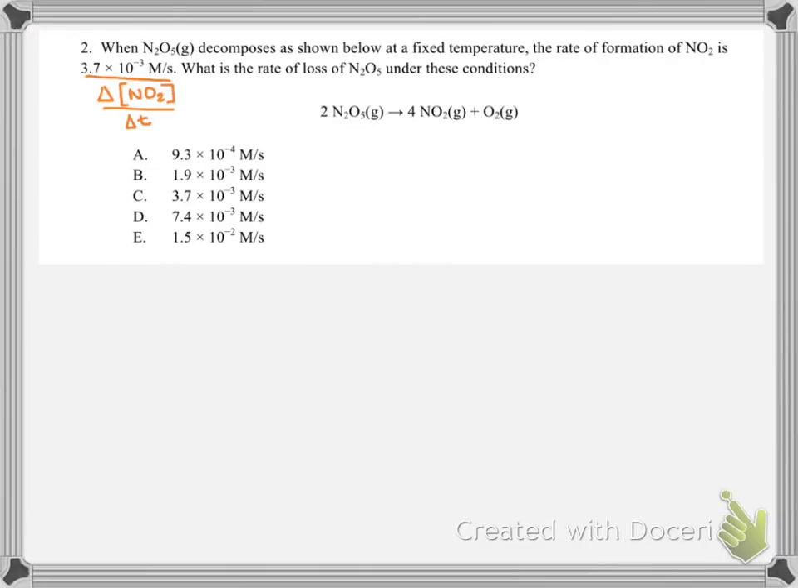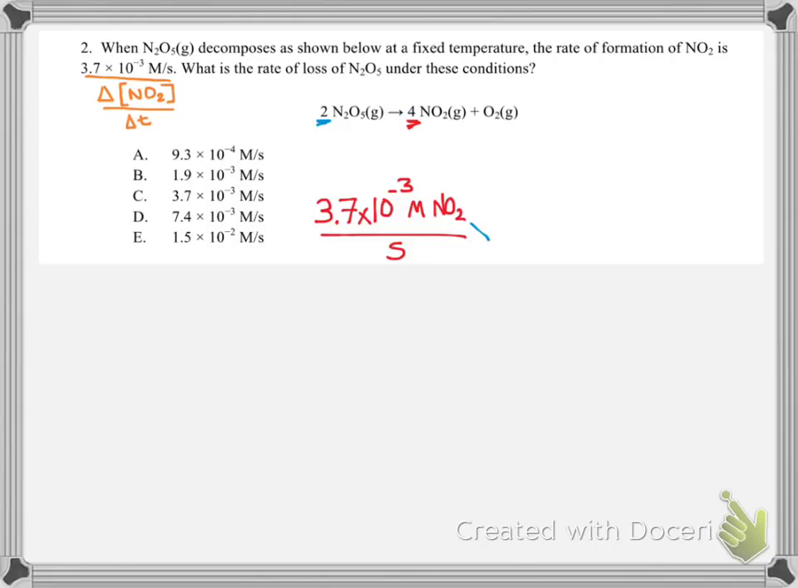Up next, we have a question about relative rates, aka stoichiometry in action. So the first thing we want to do is look at our rate of formation of NO2. The problem tells us that we're making 3.7 times 10 to the negative third molar NO2 for every second. Now, all we need to use is the stoichiometry of our reaction to find out what that translates to with respect to the decomposition of N2O5. We can see here that we get 4 NO2 for every 2 N2O5 we use up. So we're making this at twice the rate that we're using this.